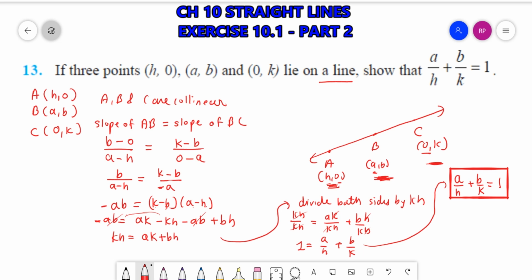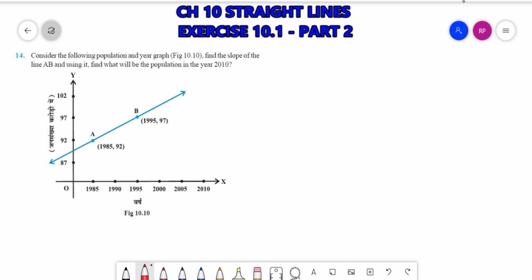And let's move to the next question, that is the last for this exercise. Question number 14. Consider the following population and year graph. Find the slope of line AB using it and find what will be the population in the year 2010.